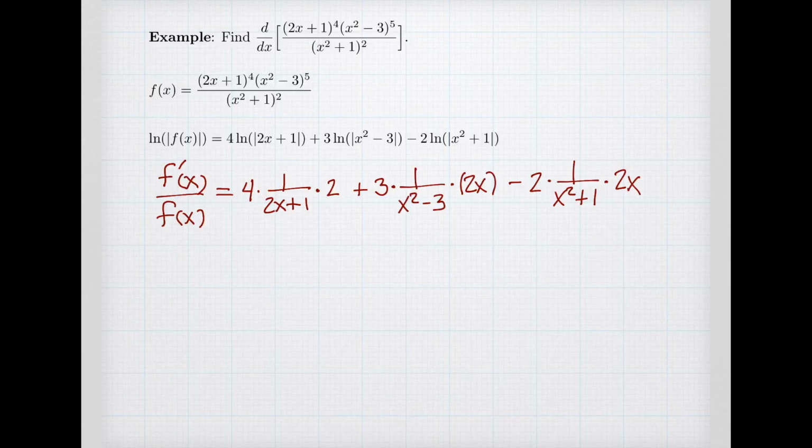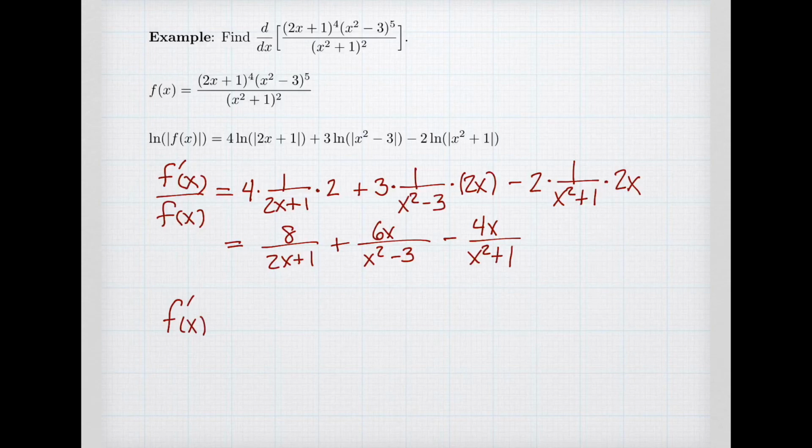Let's simplify the right-hand side. I get 8 over 2x plus 1 plus 6x over x squared minus 3, and then minus 4x over x squared plus 1. Our goal was to find f prime, the original function's derivative. And on my left-hand side, notice I have f prime of x over f of x. So my f prime, the derivative I wanted, equals the original formula, f of x, times the derivative I've just found.